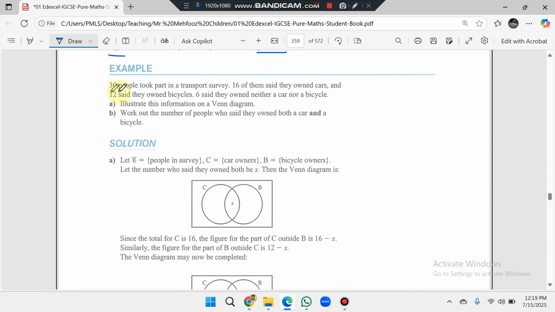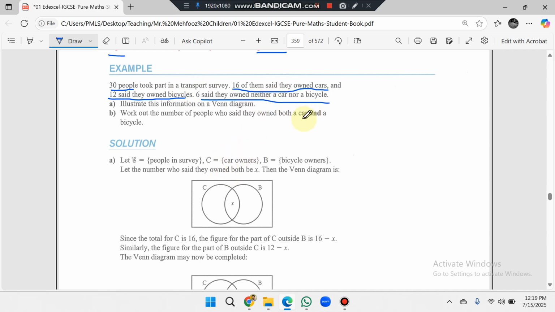So we have to find the missing information by using algebra. Okay. So the example is that 30 people took part in a transport survey. 16 of them said that they owned cars, and 12 of them said they owned a bicycle. 6 said they own neither a car nor a bicycle. Illustrate the information on a Venn diagram and work out the number of people who said they own both a car and a bicycle.